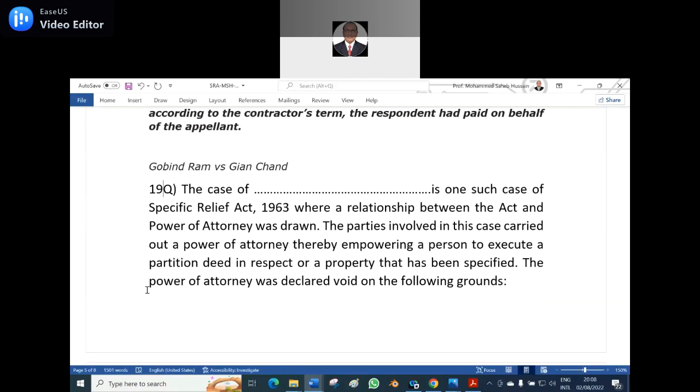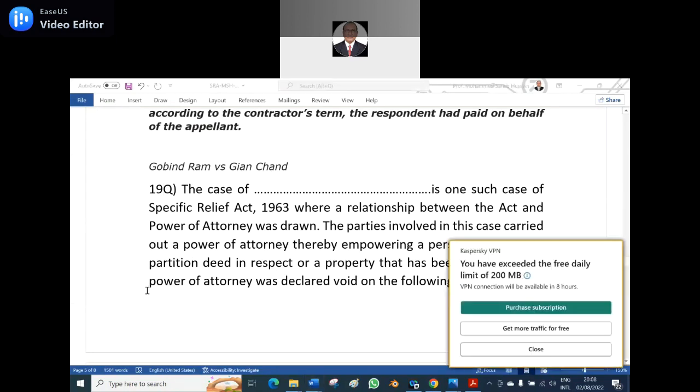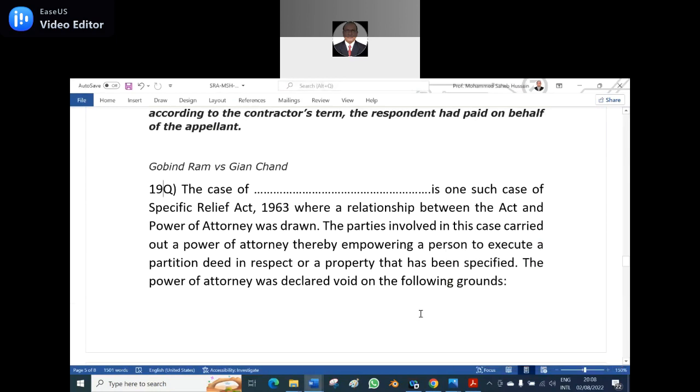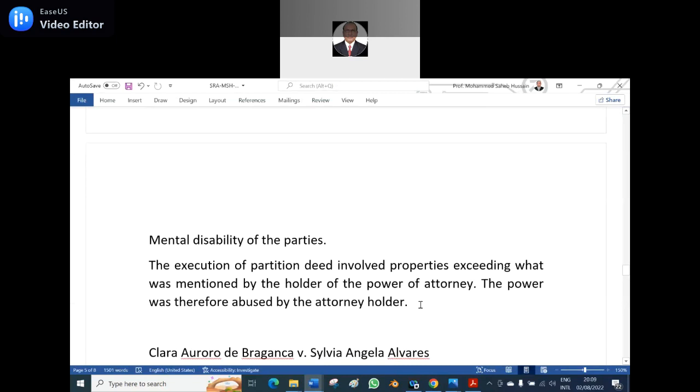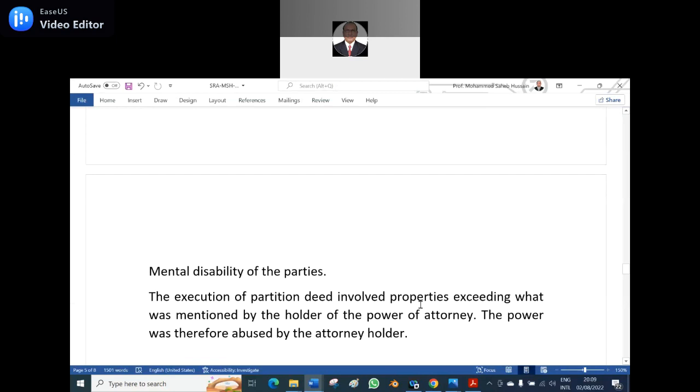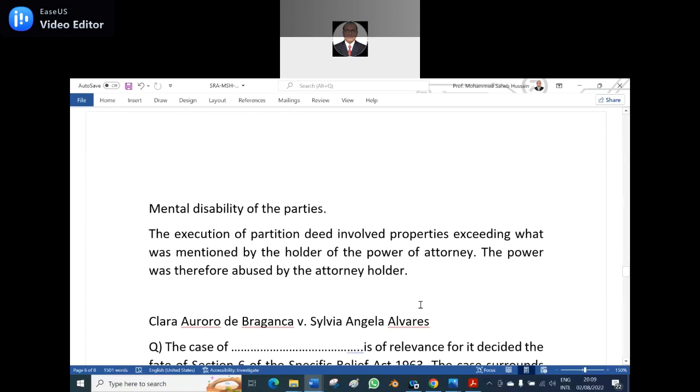The case of dash. In one such case of the Specific Relief Act 1963, where a relationship between the act and power of attorney was drawn, the parties involved in this case carried out a power of attorney, thereby empowering a person to execute a partition deed in respect of a property that has been specified. Number one, mental ability of the parties. Number two, the execution of partition deeds involved properties exceeding what was mentioned by the holder of the power of attorney. The power was therefore abused by the attorney holder. It is observed in Clara Aurora D. Braganca versus Silvia Angela Alvarez.